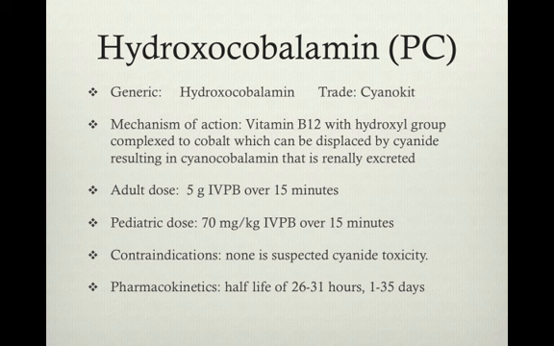Generally, we want this on board because they're in respiratory depression or respiratory arrest. Contraindications: any hypersensitivity to the drug. Pharmacokinetics: onset 1 to 2 minutes and duration 1 to 4 hours, and this is excreted in the urine.